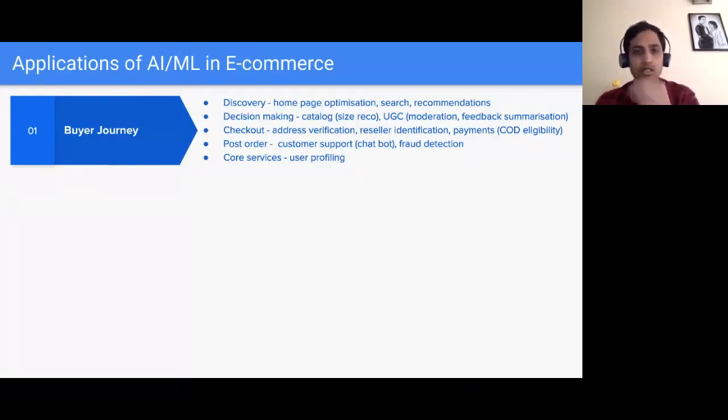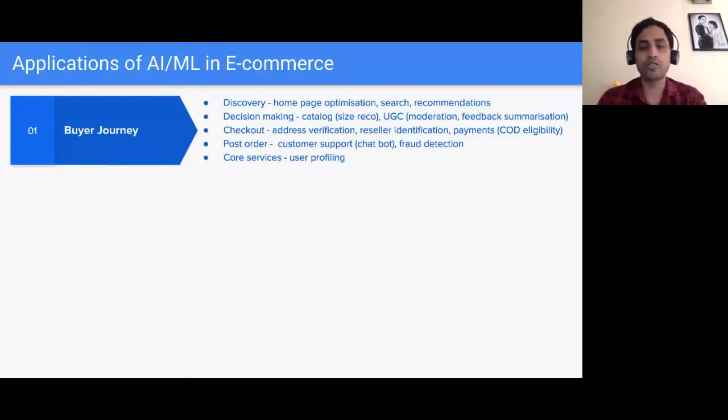Or there are address verification problem statements. For example, today a lot of addresses that people type in while filling in the delivery address are not well formed, because someone would write something like "go behind this temple." Because of the way the geography of India works, not all addresses are very well formed. So we try to understand and resolve addresses so that we optimize our delivery promises and everything.